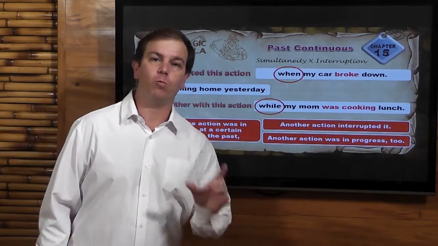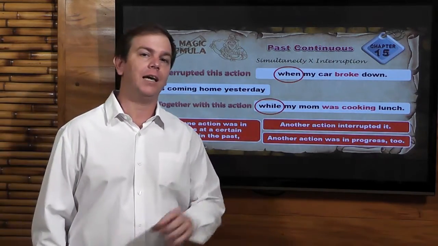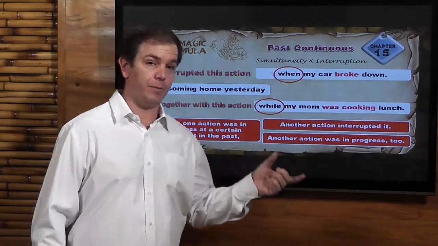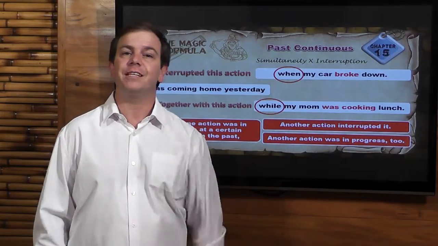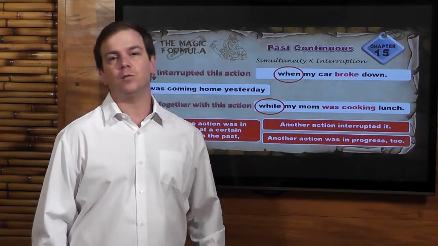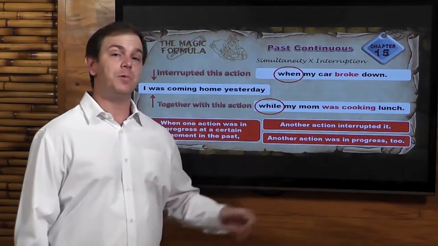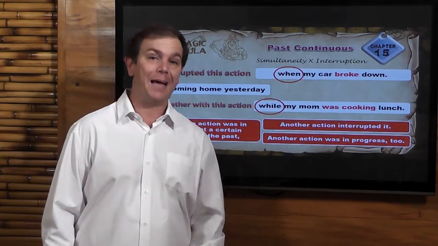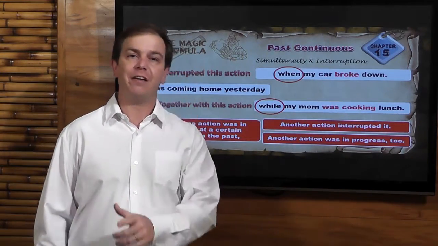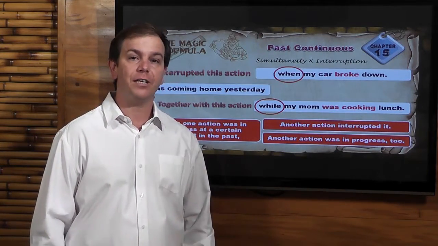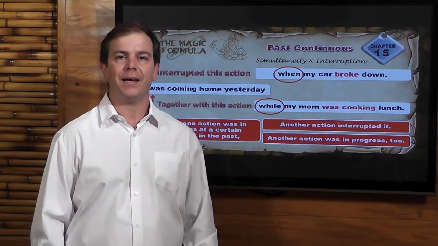So every time that one action is in progress, I use when and I use another action in simple past, the idea you have is interruption. But when one action is in progress, you use while and then you put another part of the sentence in past continuous, what you have is simultaneity. These two actions, they were happening together at a specific moment in the past.